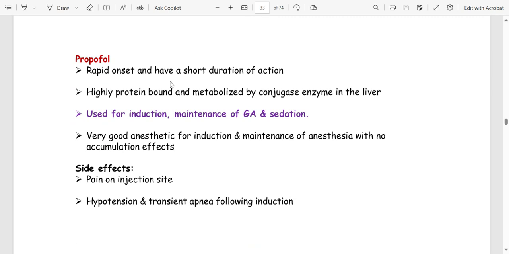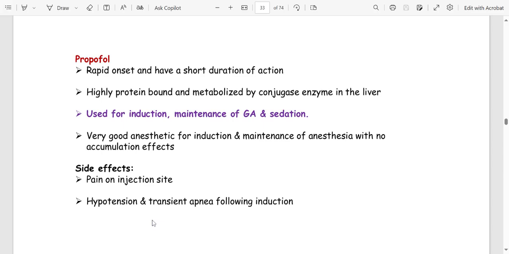Propofol has a rapid onset and a short duration of action, and is highly protein bound and metabolized by conjugating enzymes in the liver. So it's used for induction and maintenance of general anesthesia and sedation, and it's a very good anesthetic for induction and maintenance with no accumulation effects. The side effects include pain at the site of injection and also hypotension, just like the others except ketamine.